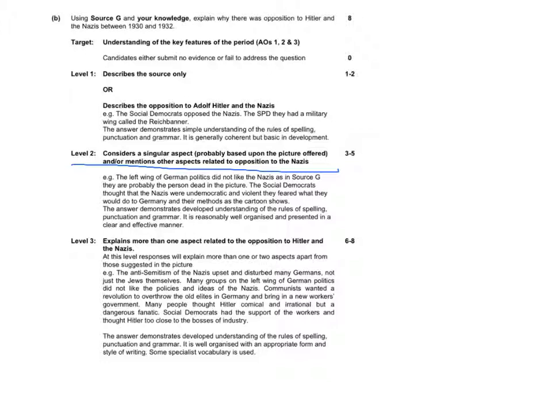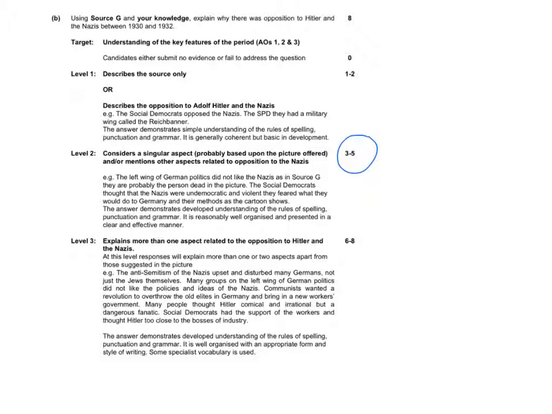And it does say and or mentions other aspects related to. So you can potentially get top of level 2, 5 marks, just by talking about what the source tells you in terms of the opposition to the Nazis. Alternatively, if you maybe mentioned that briefly, use the source quite briefly, and then give another reason, that would also probably put you in level 2.